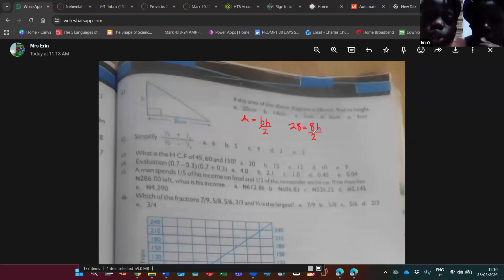So we're going to do LT. We divide both sides by 2. Why are we dividing both sides by 2? Divide both sides by 8. It's only 8 we're dividing both sides by.